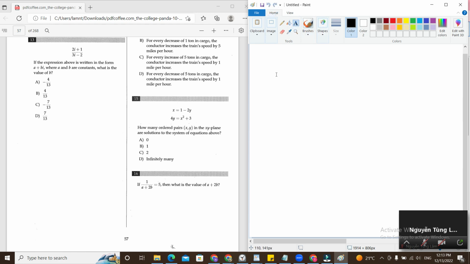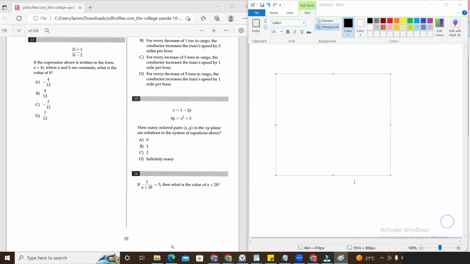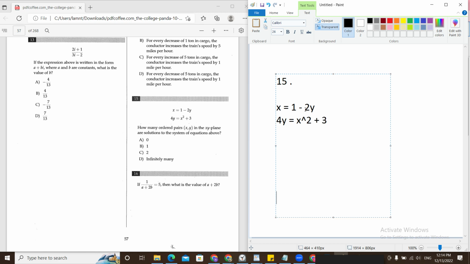The first equation is x equal to 1 minus 2y, and 4y equal to x squared plus 3. How many ordered pairs in the xy plane are the solution? Basically you have to solve this. So let's replace x with 1 minus 2y in the second equation.